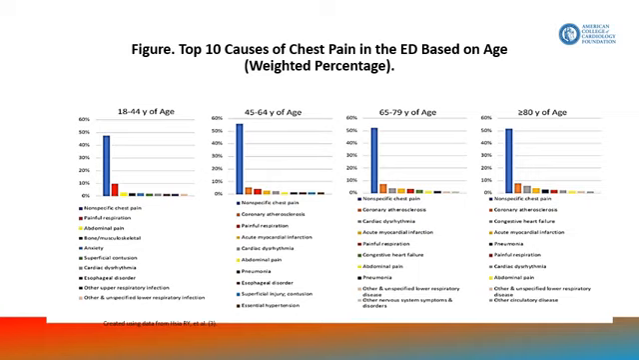From 18 to 44 years of age, non-specific is the most common. If you look, this is blue in this diagram. The blue one, non-specific, the chest pain. But according to the age, coronary atherosclerosis or acute coronary syndrome will increase, aortic dissection. So the most common cause of chest pain in the emergency department will be non-specific.